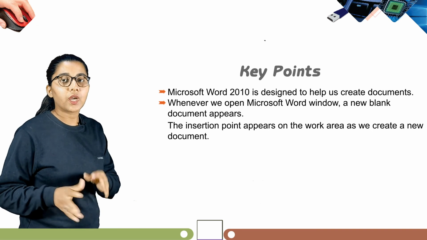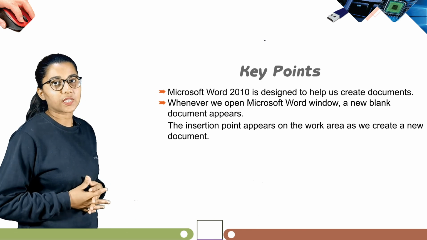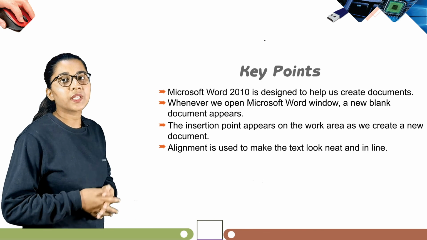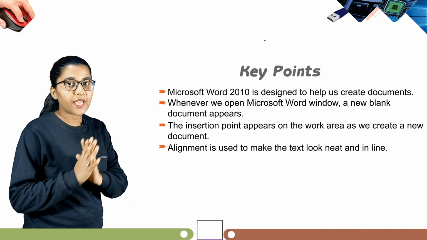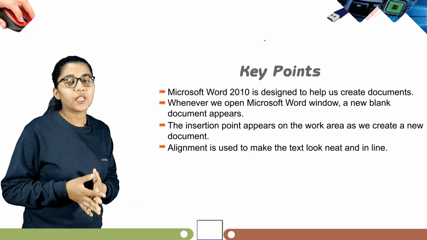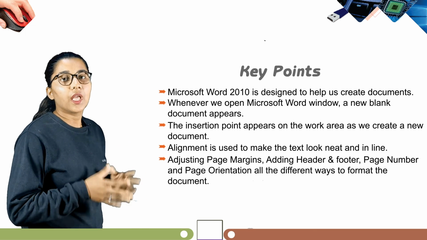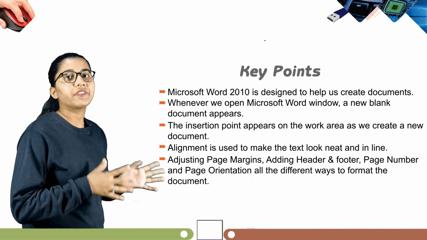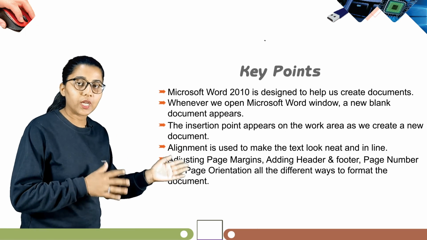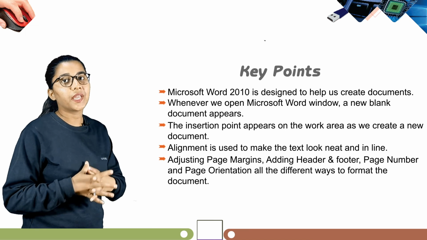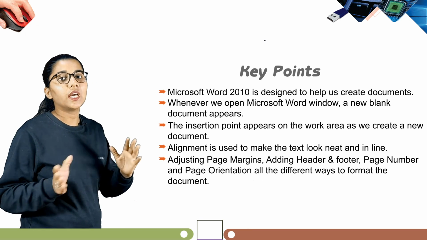एक इंसर्शन पॉइंट हमेशा जब भी हम वर्ड डॉक खोलेंगे तो अपने आप ही हमारे ब्लैंक डॉक्यूमेंट पे शो हो जाता है. अलाइनमेंट इज यूज्ड टू मेक द टेक्स्ट लुक नीट एंड इन लाइन. अलाइनमेंट का यूज किसी भी टेक्स्ट को नीट और उसको एक लाइन में दिखाने के लिए किया जाता है. एडजस्टिंग पेज मार्जिन्स, एडिंग हेडर एंड फुटर एंड पेज ओरिएंटेशन, ऑल द डिफरेंट वेज टू फॉर्मेट द डॉक्यूमेंट. पेज मार्जिन्स ऐड करना, हेडर फुटर लगाना या न्यू पेज ओरिएंटेशन को क्रिएट करना, ये सब हमारे डॉक्यूमेंट को एक अच्छे तरीके से फॉर्मेट करने के अलग अलग तरीके हैं.